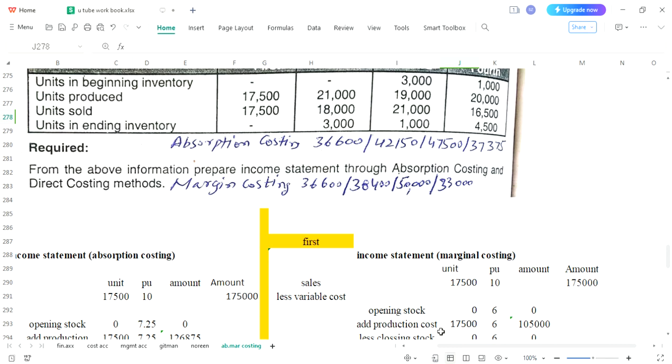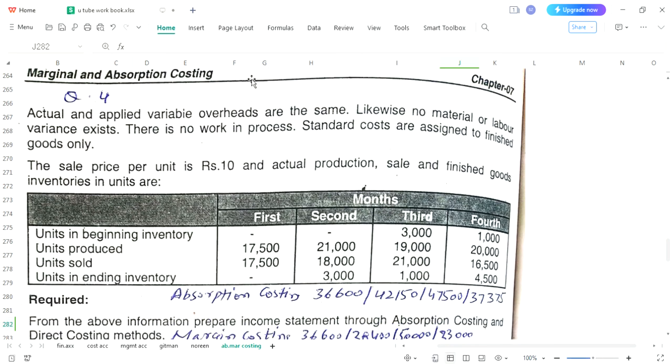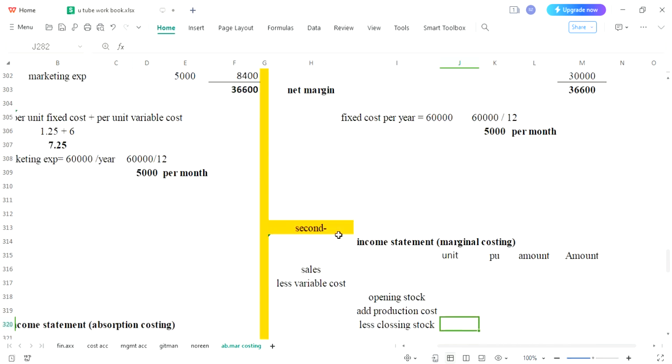Focus upon the second part of the question. This is your second part, and we will be focusing here. Since there was no closing stock in the previous period, obviously there will not be any opening stock as well. Closing stock of the previous month is opening stock of the next month. This is closing stock for the previous month, and the same is written over here as opening stock of the next month. Since we are focusing upon the second, opening stock is 0.